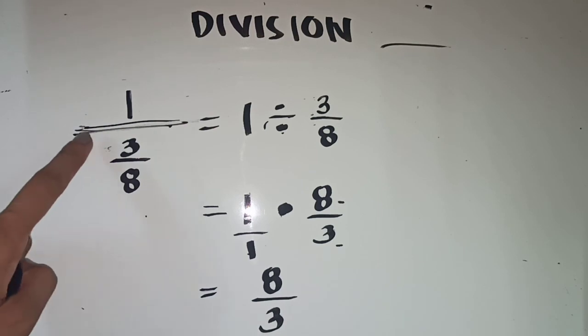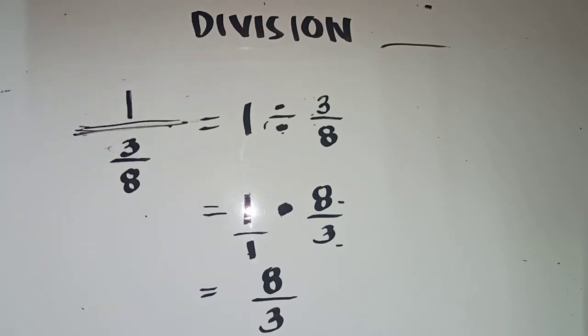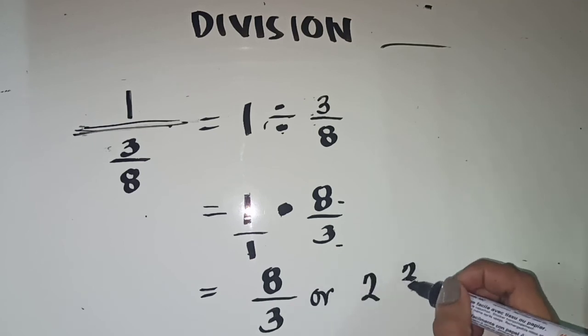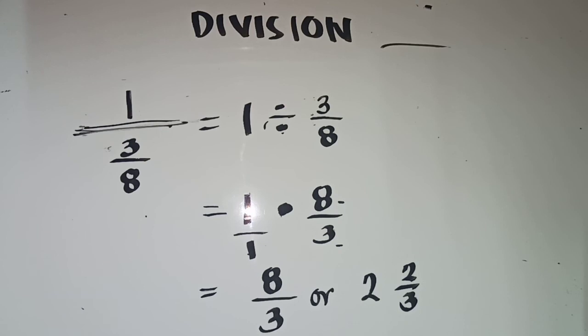So, 1 over 3 over 8 is equal to 8 over 3, or if you're going to change this into a mixed fraction, this will become 2 and 2 over 3. So, bakit 2 and 2 over 3? So, we have 3 multiplied by 2 is 6, plus 2 is 8, then over 3.